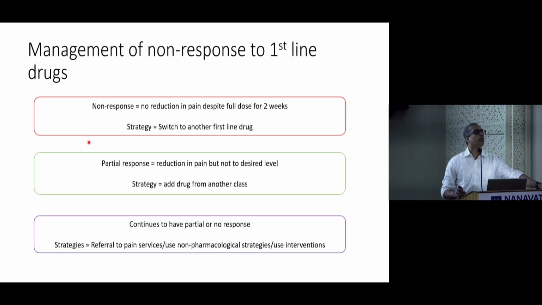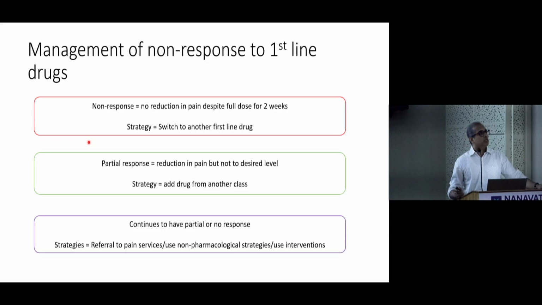What happens if the patient does not respond? So there is something called a complete non-responder. So you have used, say, the maximum tolerated dose for a patient, which is 1200 milligram of gabapentin. You have used it for 2 weeks and the patient shows no improvement. What you need to do is switch to another first-line drug. You can either switch from gabapentin to pregabalin straight. The conversion ratio is 1:6. That is, the dose needs to be reduced 6 times for pregabalin. Or you can switch to an SNRI.